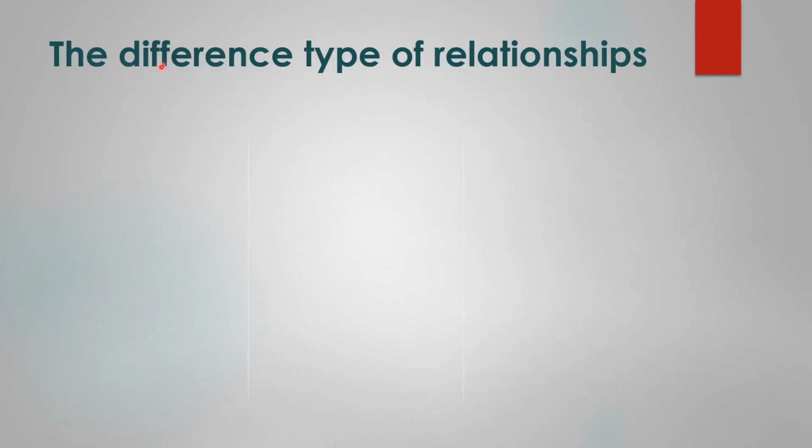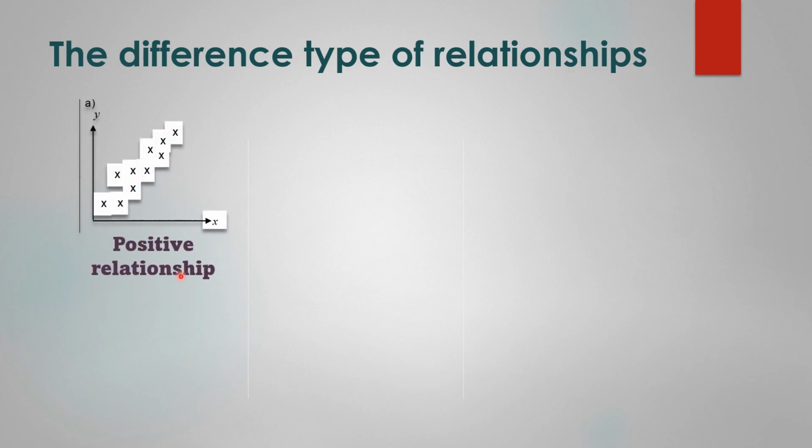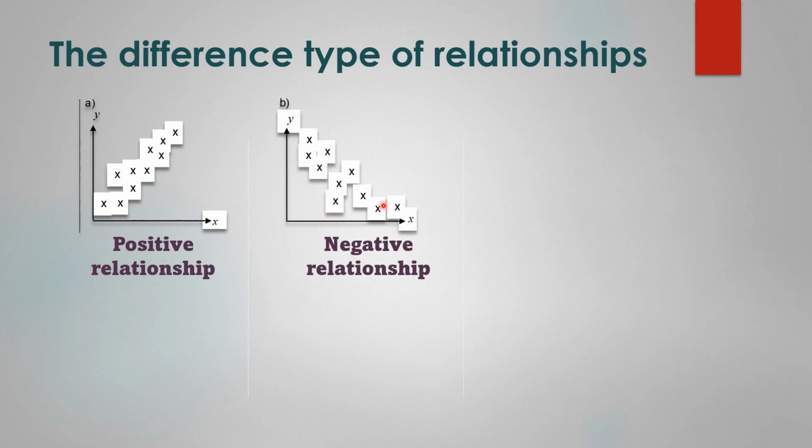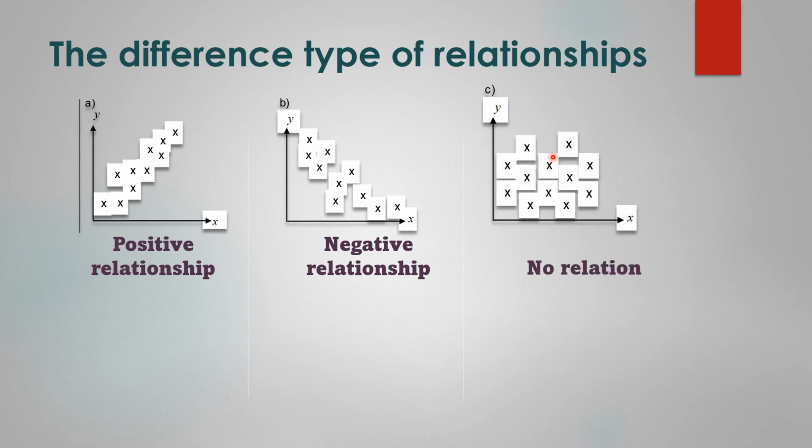Next is about the different types of relationships. First, you will have the positive relationship. Second, negative relationship. Third, no relationship. Here are examples of scatter diagrams where you can see the points are scattered everywhere. Nevertheless, positive relationship, negative relationship or no relationship, the points are scattered like this. That's why these are called scatter diagrams.